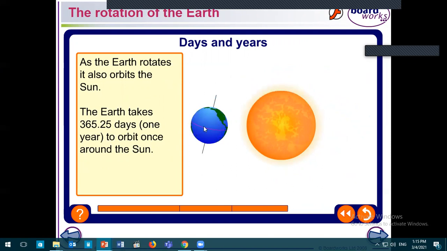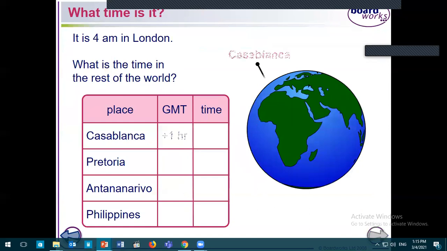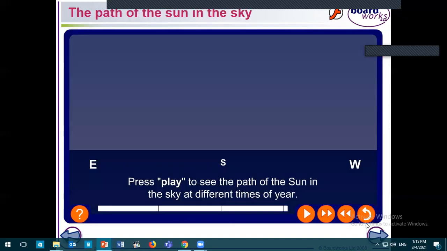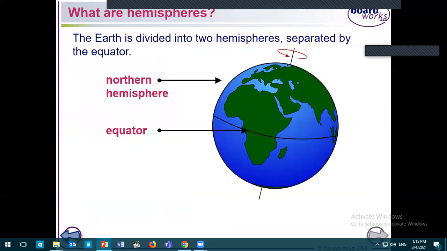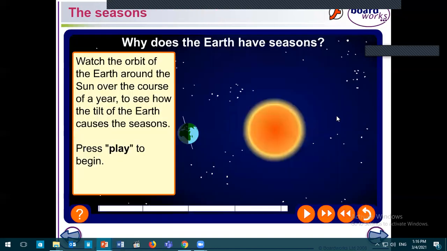And because the Earth is not standing up straight, as you can see, it's a little bit tilted, that's why we also have different seasons. So let me show you in here. Let's get back a little bit. As you can see here, he's showing you that the Earth has two halves or two hemispheres. We have the northern hemisphere and the southern hemisphere, and we have the equator in the middle. The Earth again is not standing up straight, which causes the difference in the seasons.